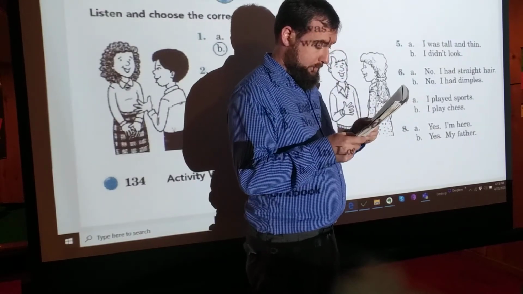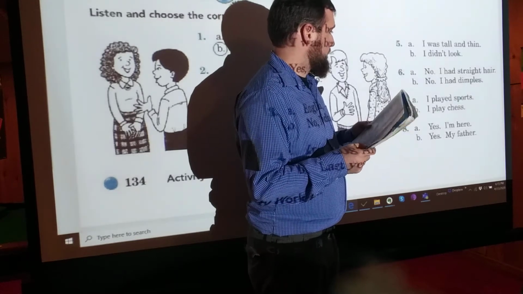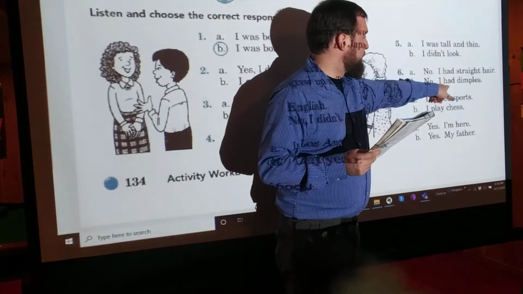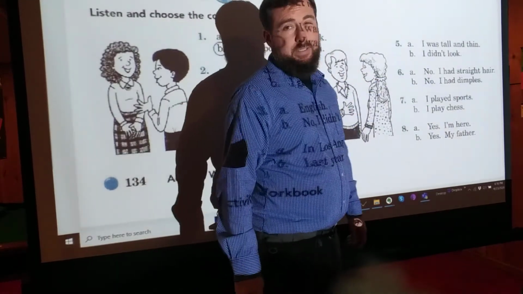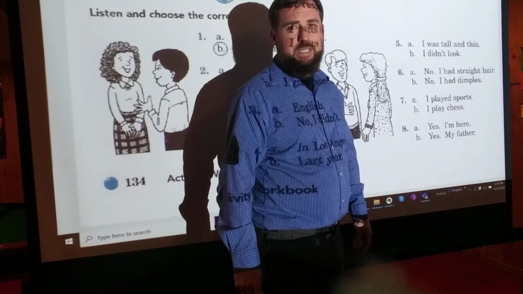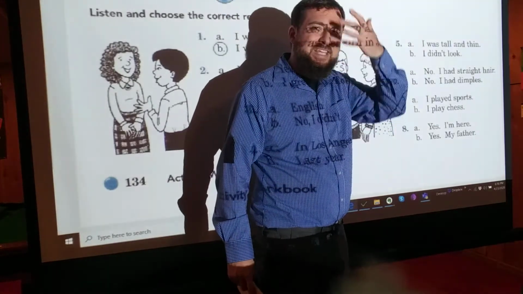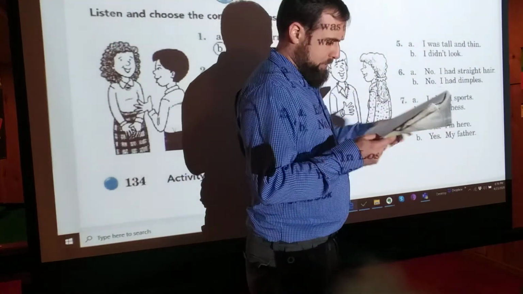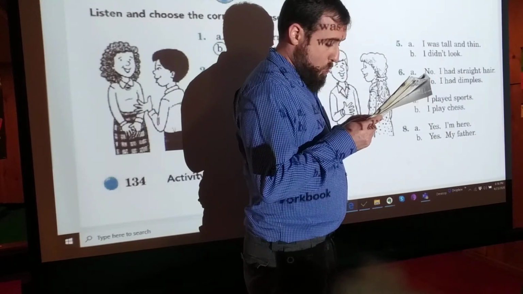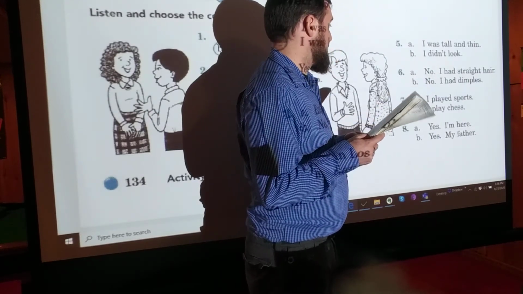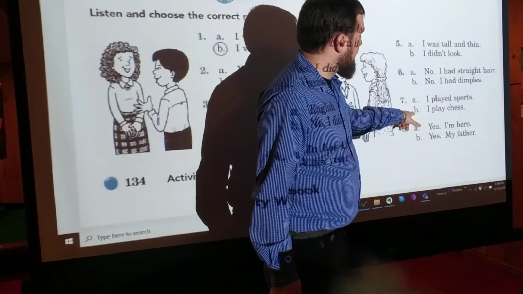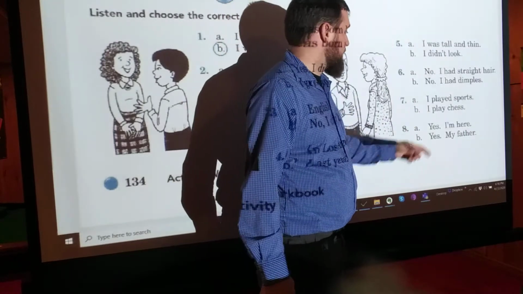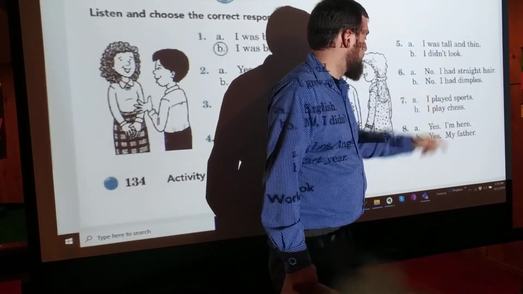Number 6. Did you have freckles? Should be B. No, I had dimples. Although that doesn't necessarily follow logically, but they're both talking about your face. Dimples would be here, freckles could be anywhere. Number 7. What do you do in your spare time? B. I play chess. Because I asked what do you do, not what did you do. This is past, this is present.